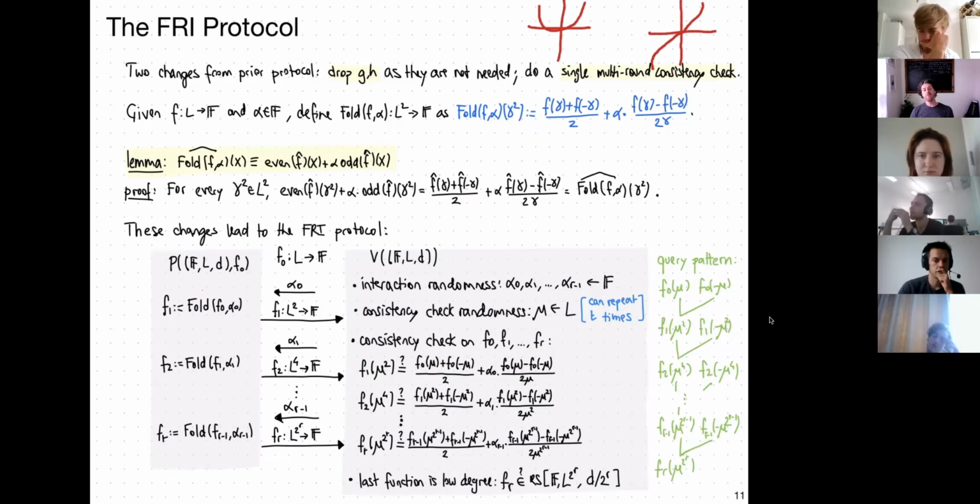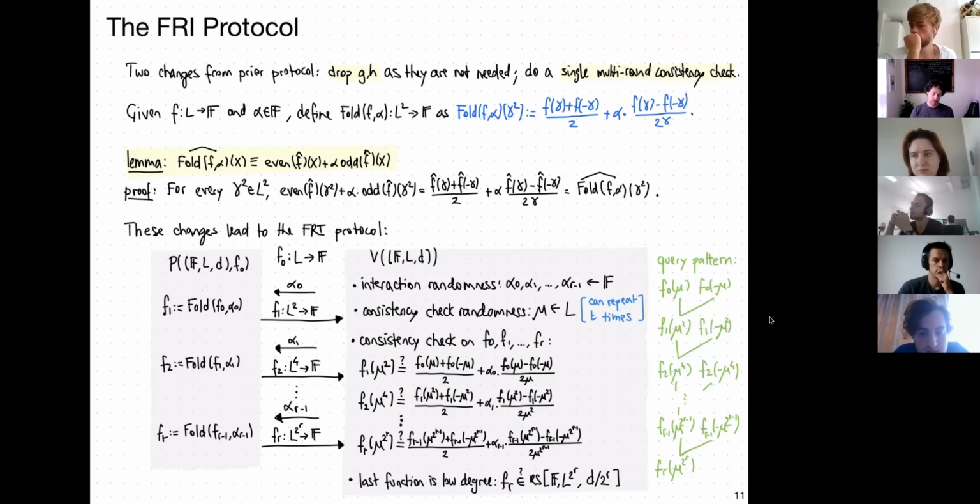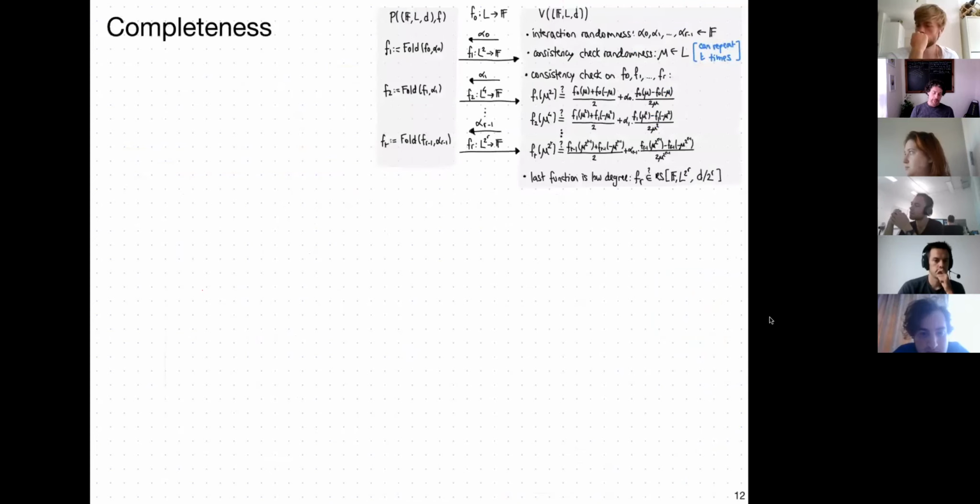And now, this was a high-level intuition. What we'll do tomorrow is we'll actually analyze this protocol and see why it works and how everything falls into place. Let's first start with completeness, because completeness is, as always, nearly trivial. It's just a way to refresh our memory of what is happening.